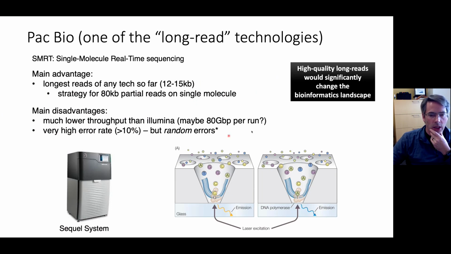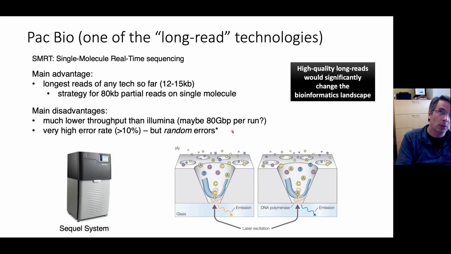And then the other reason why it has some issues is that it has a high error rate. The error rate can be more than 10%. So 1 in every 10 base pairs is a mistake. Okay, I star this that they're random errors because if you get multiple reads, Illumina reads are somewhat biased. I showed you they get lower quality toward the end of the read. The PacBio doesn't have that issue as much.